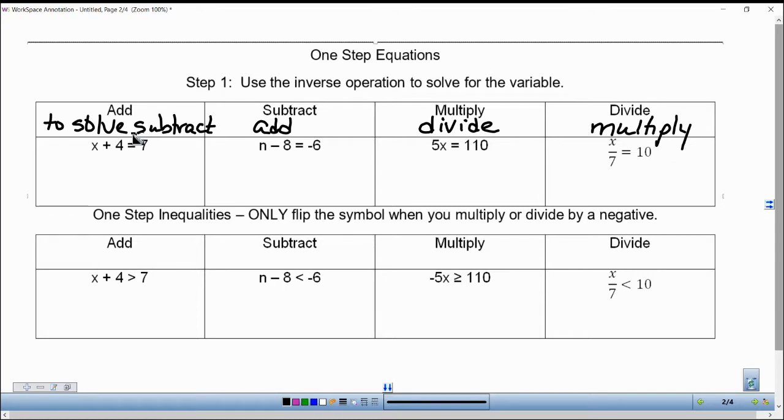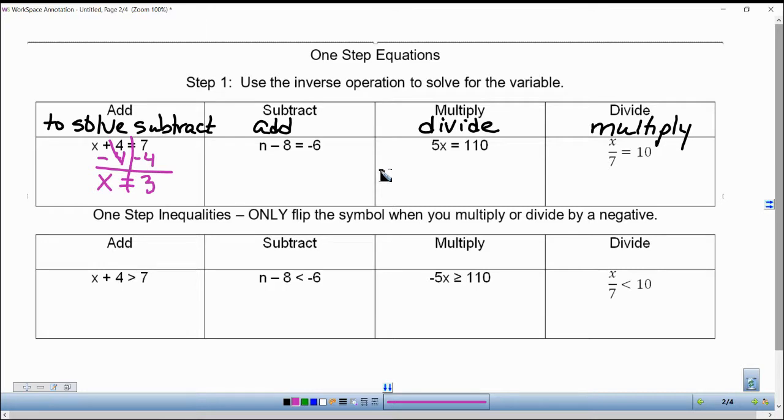So on our first example here, x plus 4 equals 7, we know that's an addition problem. So to solve it, we would need to subtract 4. So we get x equals, this becomes a 0 pair, 7 minus 4 is 3.